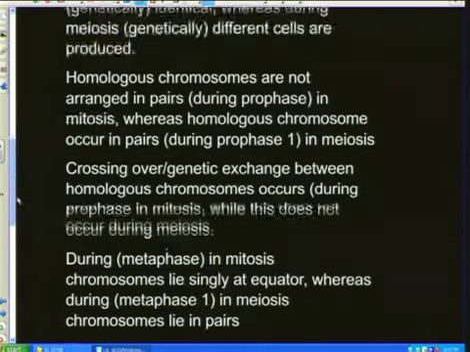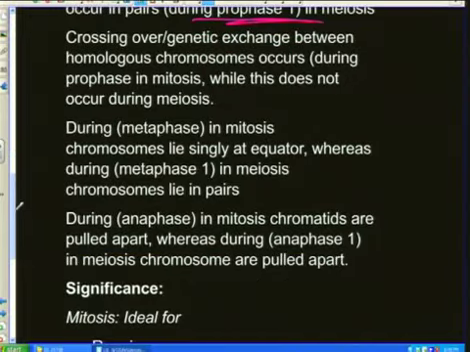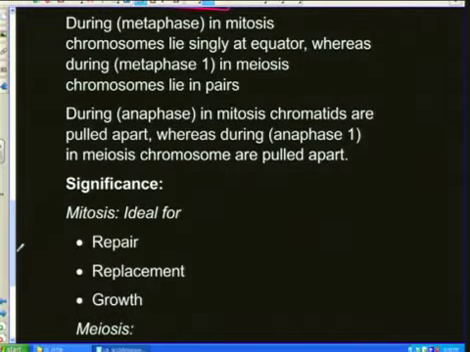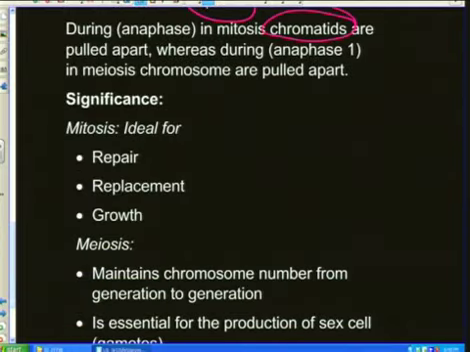Cells produced during mitosis are exact copies of the cell that it's produced from, whereas in meiosis, the cells are genetically different. In meiosis 1, homologous chromosomes are arranged in pairs during prophase 1. And in mitosis, they are not arranged in pairs during prophase, so that falls away there, right? I'm reading too fast for my own good. Homologous chromosomes occur in pairs during prophase 1 in meiosis. Crossing over takes place in meiosis, and it does not take place in mitosis. In metaphase in mitosis, chromosomes lie singly at the equator, whereas in metaphase 1 in meiosis, they lie in pairs. During anaphase in mitosis, chromatids pull apart, whereas in anaphase of meiosis 1, chromosomes are pulled apart.